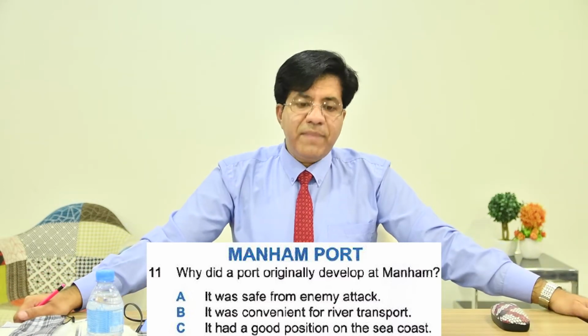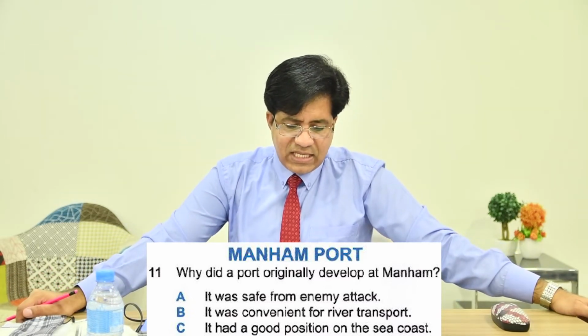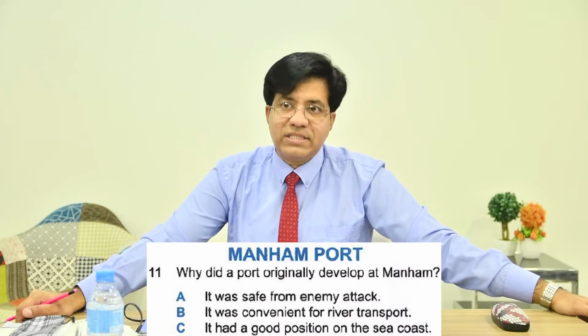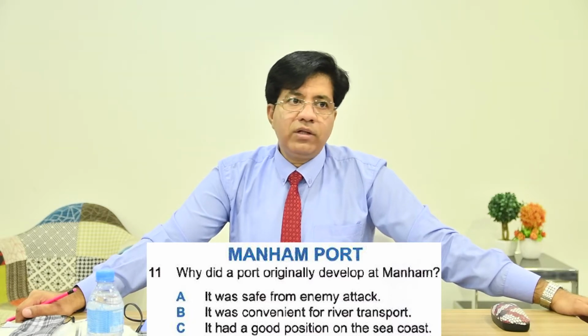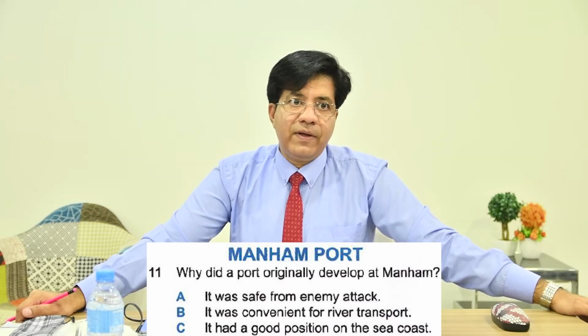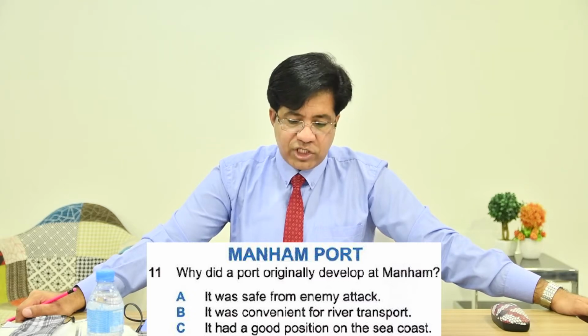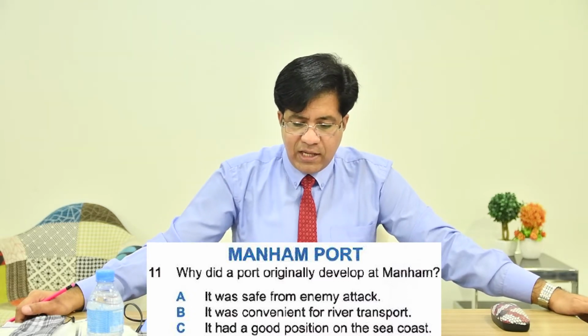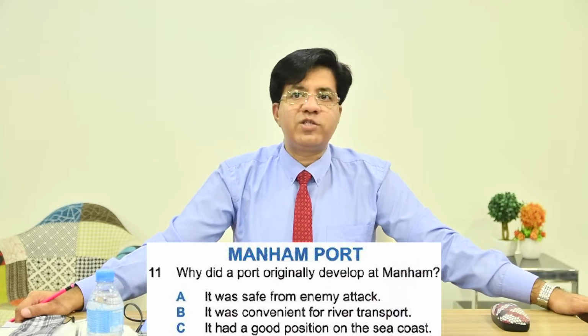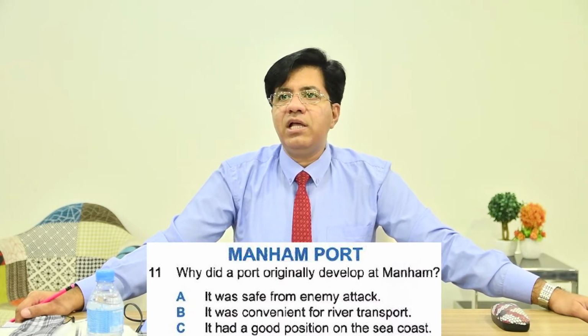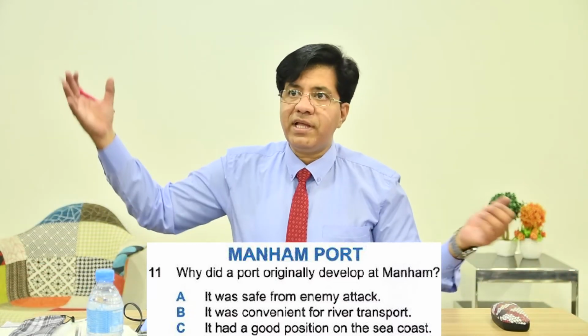Okay, now they did not mention anything about A. C is it had a good position on the sea coast. It's not the sea coast actually, it's the river where it has the good position. So the right answer is B. It was convenient for river transport. How many of you chose B? All right, that's good. I'm going to play this audio once again.